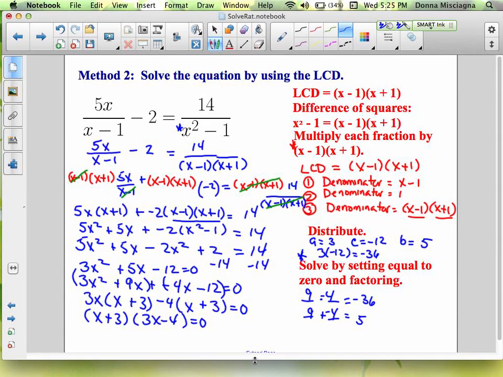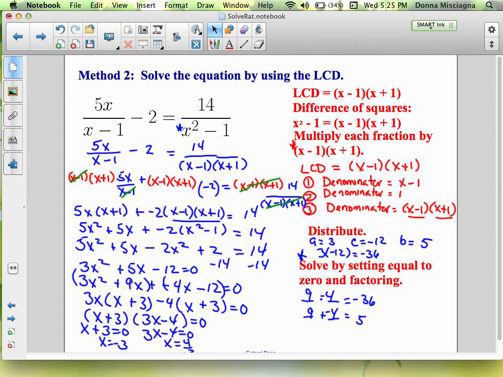There, I got a little bit of space. So if x plus 3 is 0, x is negative 3. And if 3x minus 4 is 0, you'd add 4 and divide by 3. So x is 4/3. And yes, we can check a fraction in a rational equation. It's okay, it's not a bad solution just because it's a fraction. And I'll show you how to check those.